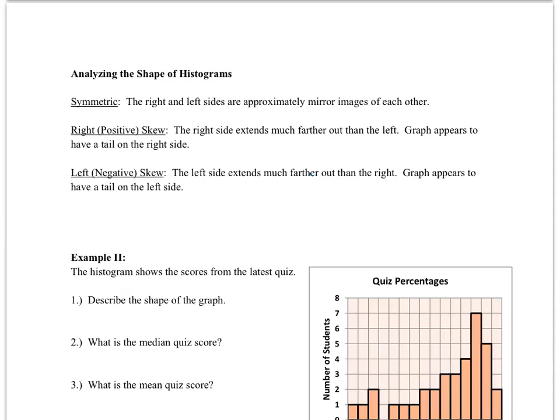Next, we're going to talk about the shape of a histogram. There are 3 words that we will hear used very frequently: symmetric, right skew, and left skew. The first, symmetric, is pretty self-explanatory, and in this case the graph is usually a mirror image. In this case, the mean is very similar to the median. They are very close together.